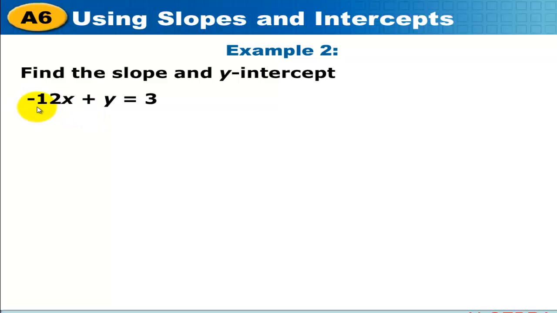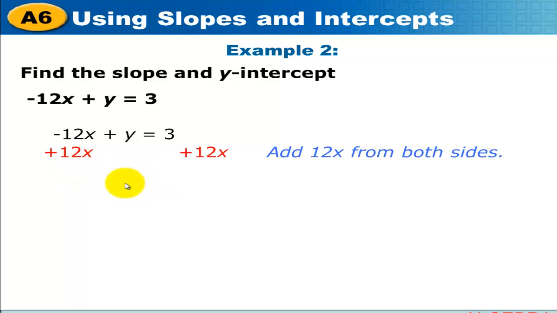So this is negative 12x. I need to undo this by using addition property. Add 12x to both sides. And then using additive inverse, this will cancel out. It will become 0. Just bring down y. Now I am going to write 12x first.